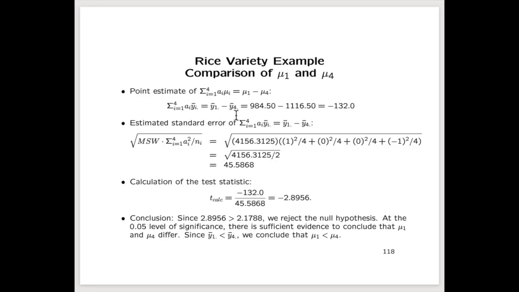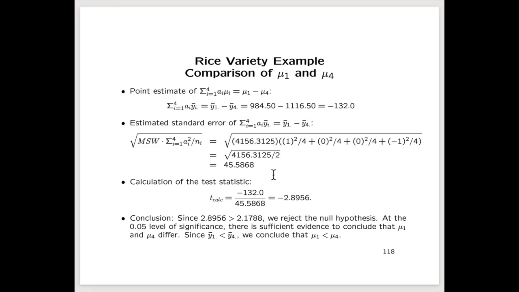The point estimate of mu1 minus mu4 is negative 132. The estimated standard error of y bar 1 dot minus y bar 4 dot is 45.5868 using this calculation. You notice here that this is the same value for each of these pairwise comparisons, and the reason is because there's equal replication. We had 4 observations from each of the 4 populations.